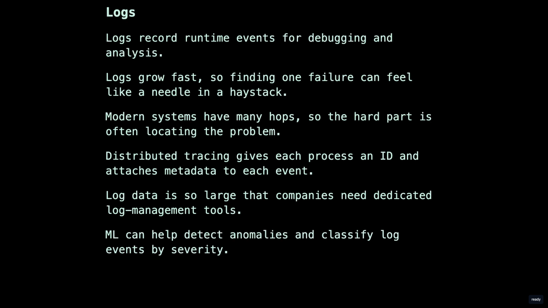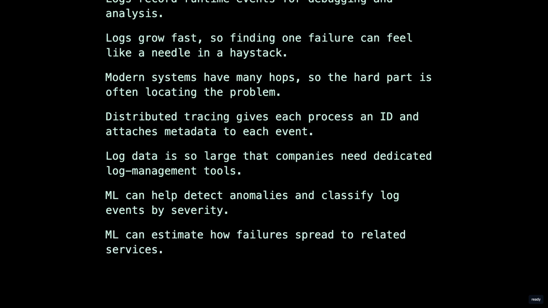Machine learning is useful when manual inspection is no longer realistic. It can flag unusual behavior, and it can also assign severity labels so that routine events and critical failures are separated more quickly. Another useful model asks how a failure in one service may affect nearby services. That kind of dependency estimate is especially valuable during outages and attacks, when one bad component can trigger a wider chain reaction.